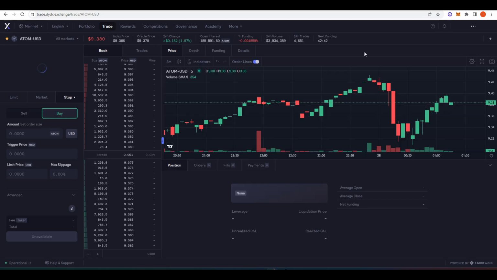In terms of where you can do this in a decentralized fashion, I think dYdX is probably the best place to go. It's a really easy exchange to use. If you've used centralized exchanges, you should be quite familiar with it. And it's probably got the most liquidity out of all perpetual futures DEXes out there.